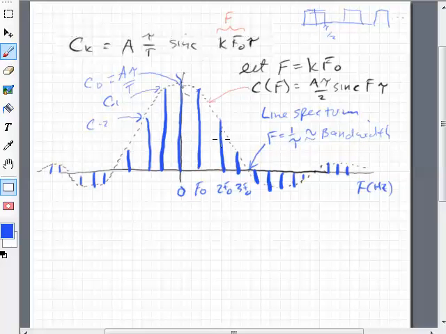So this is the spectrum that we'd see, the amplitude spectrum for a rectangular pulse wave. It's a line spectrum. The distance between the lines is equal to the fundamental harmonic. That's the first thing you've got to know. And the bandwidth is inversely related to the width of these pulses in the time domain. And that's a fundamental result, that the width in the time domain is inversely related to the bandwidth in the frequency domain.